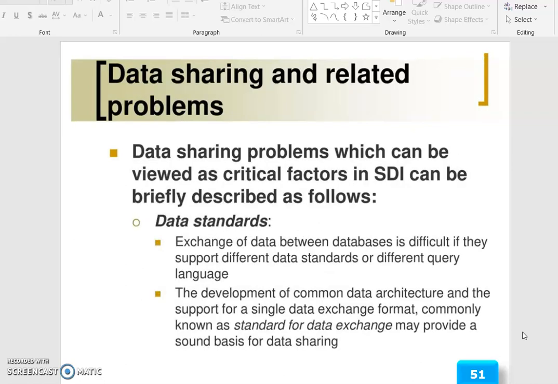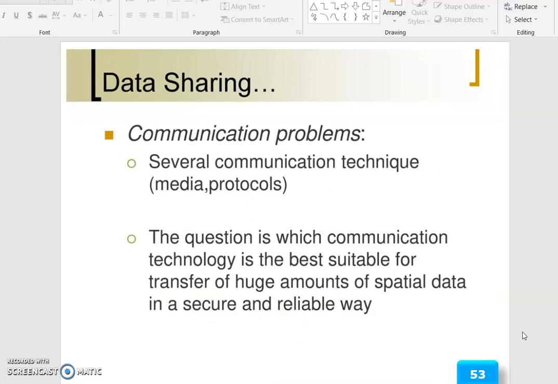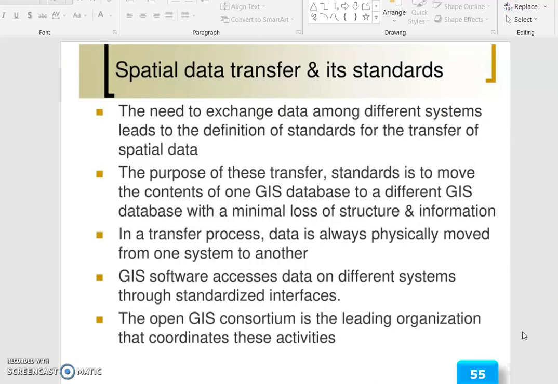So data sharing and related problems. Data sharing problems, which can be viewed as a critical factor in SDI, can be briefly described as follows: data standards, heterogeneity, communication problems, institutional and economic problems. So spatial data transfer and its standards. The need to exchange data among different systems leads to the definition of standards for the transfer of spatial data. The purpose of this transfer standard is to move the content of one GIS database to a different GIS database with minimal loss of structure and information.